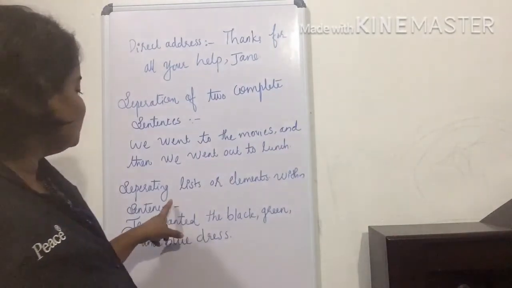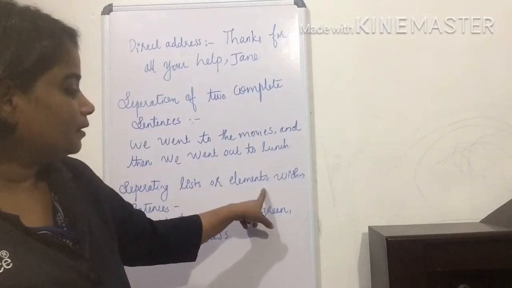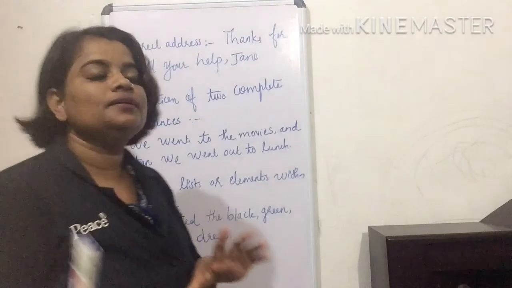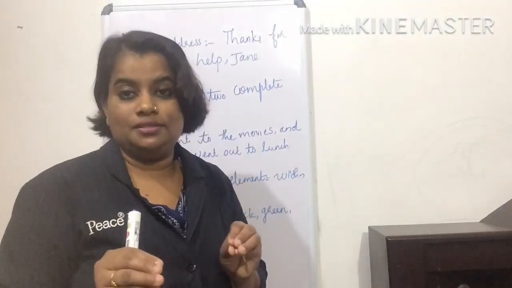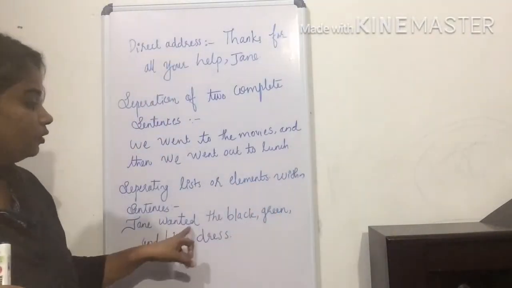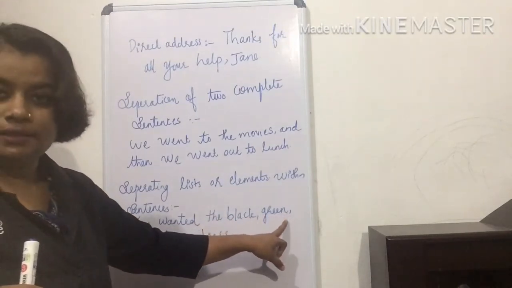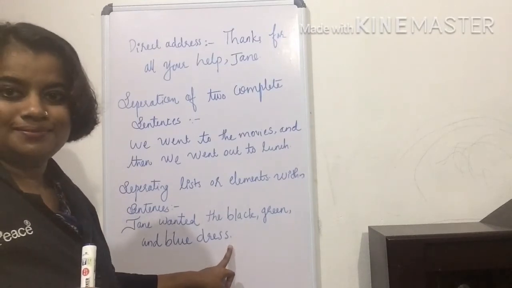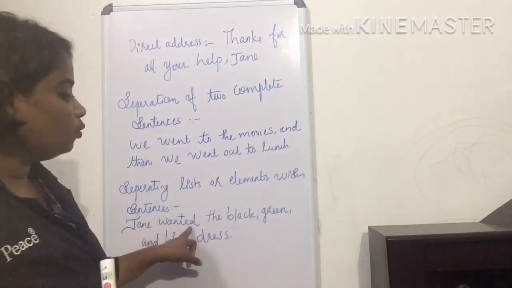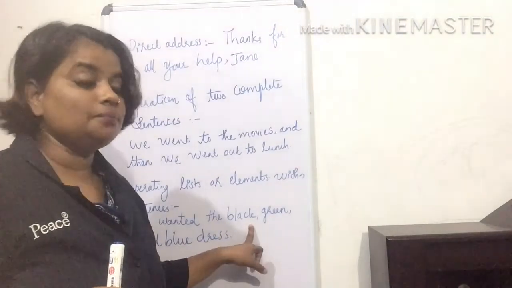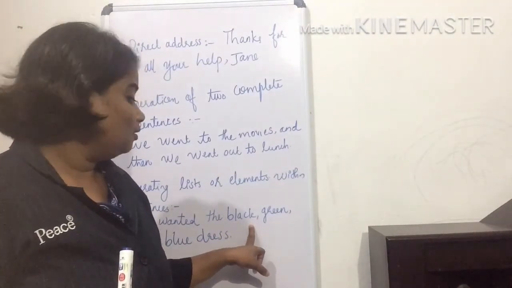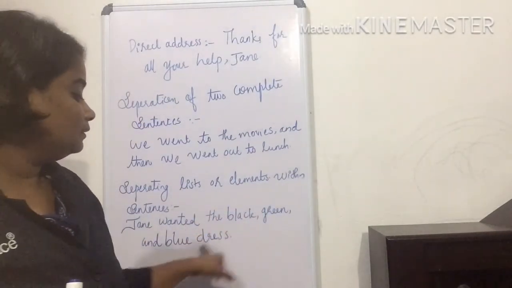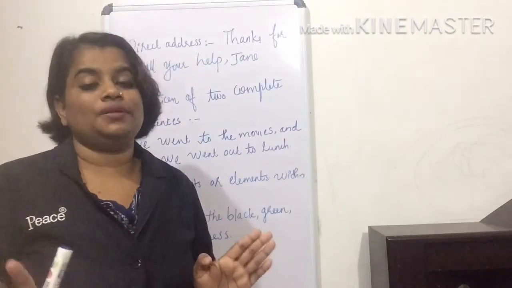Okay, the next one is separating lists or elements within sentences. How can we separate the list or elements? "Jane wanted the black, green, comma, and blue dress." Listen, "Jane wanted the black," comma, separating the list or elements. "Jane wanted the black, green, and blue dress."